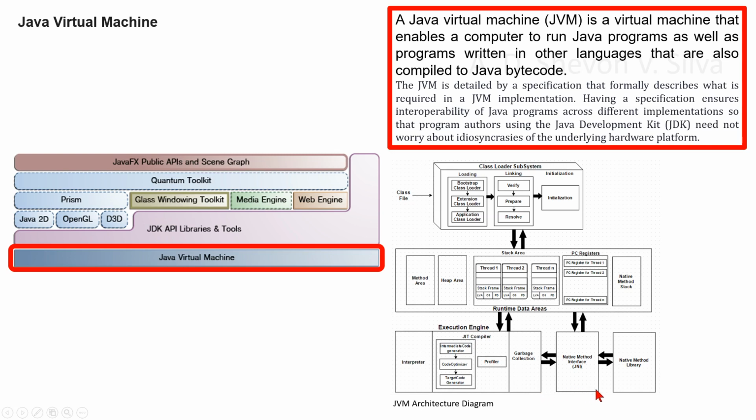JNI, Java Native Interface. JNI will be interacting with the native method libraries and provides native libraries required for the execution engine. Native method libraries: this is a collection of native libraries which is required for the execution engine.